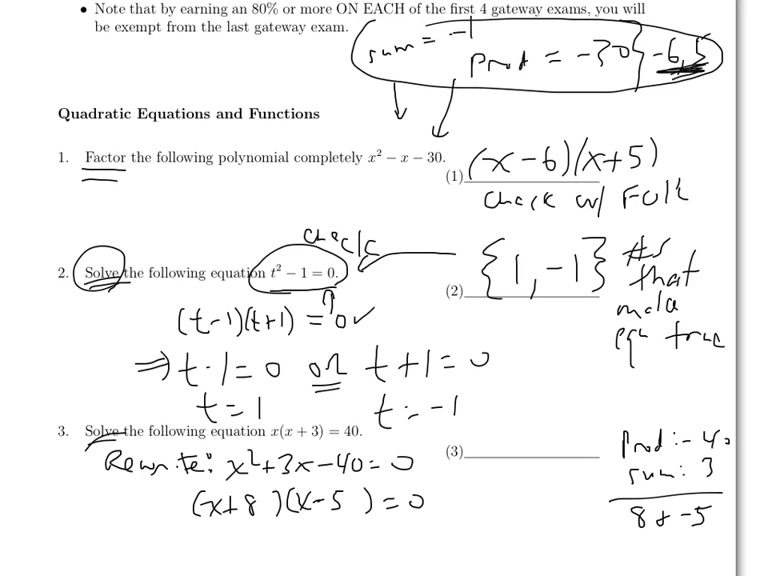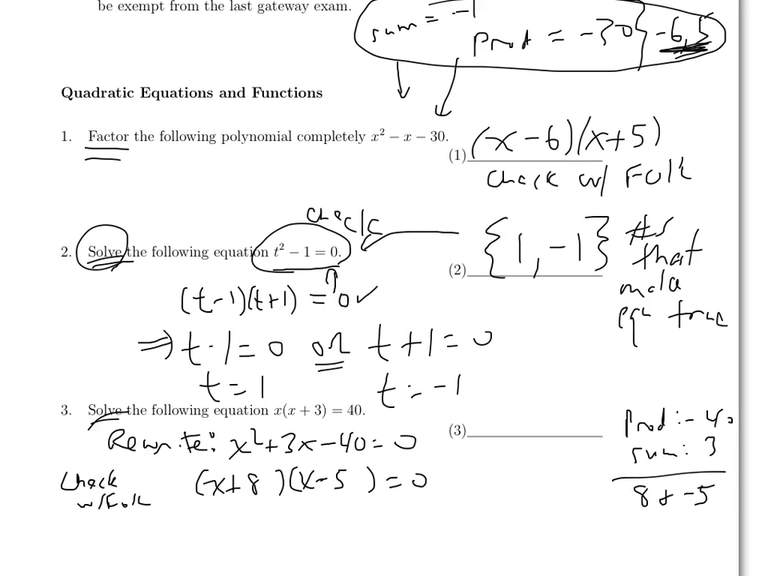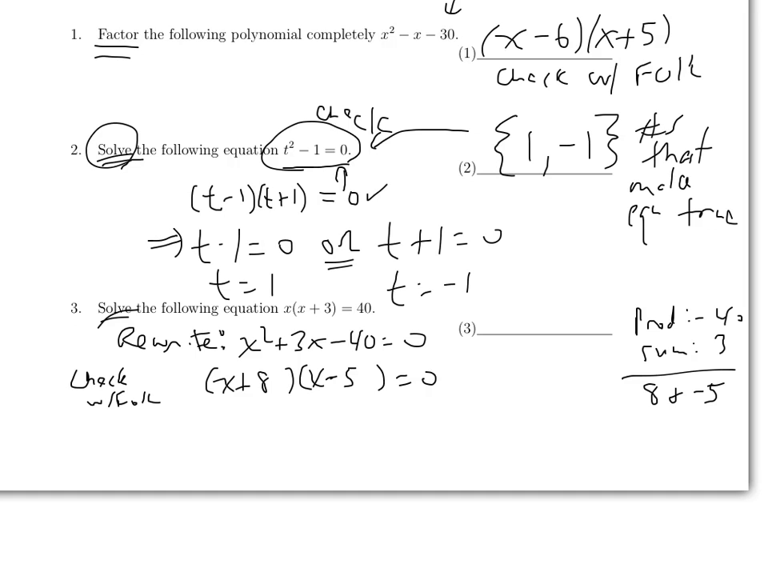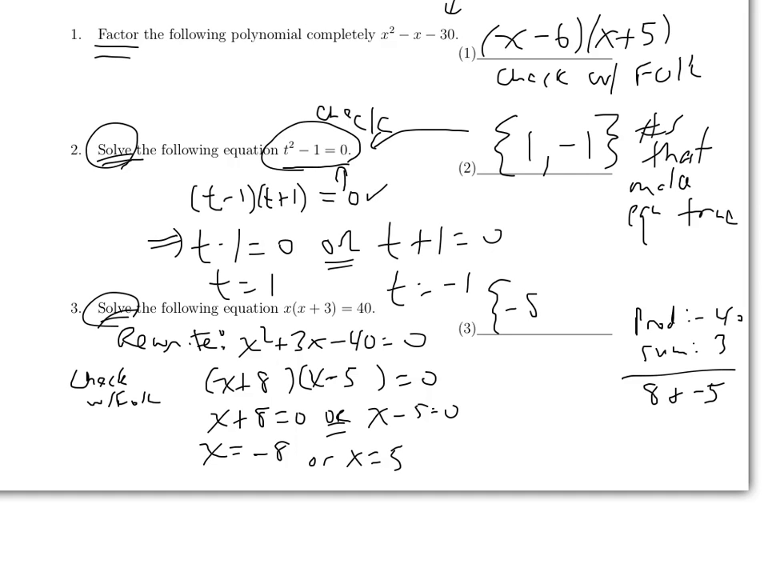And again, at that point, we can check that with FOIL. Right? Anytime we factor something, we can check using FOIL. But again, that's not the answer to the question. The answer to the question is, what numbers can you put in for x to make this true? Well, if x plus 8 times x minus 5 is 0, that means x plus 8 is 0, or x minus 5 is 0. And so that means x would be negative 8, or x will be 5. So my solution set here is negative 8 and 5.